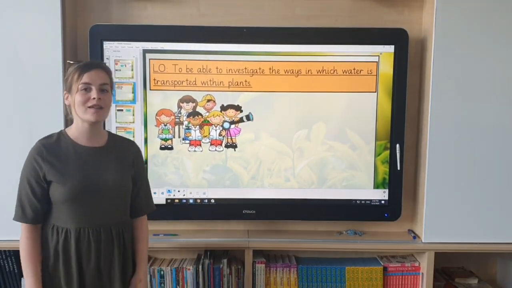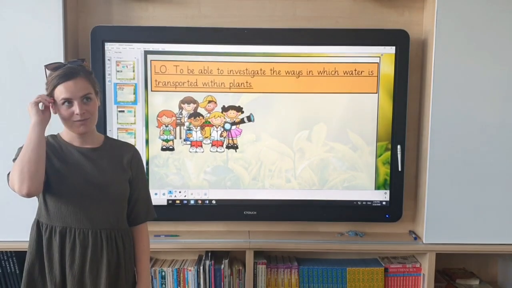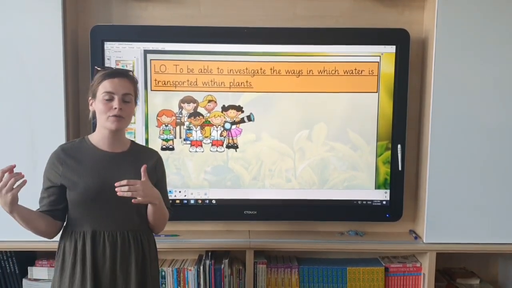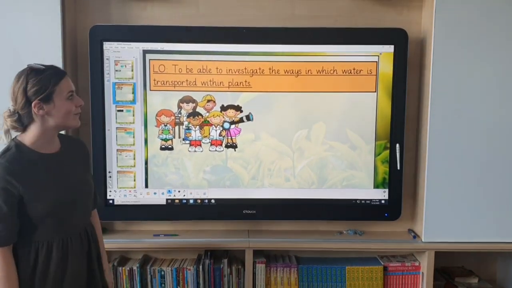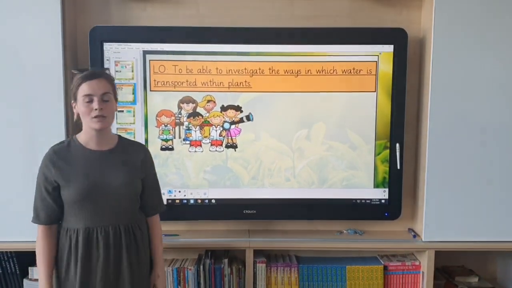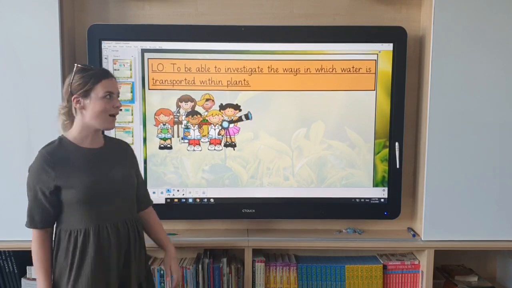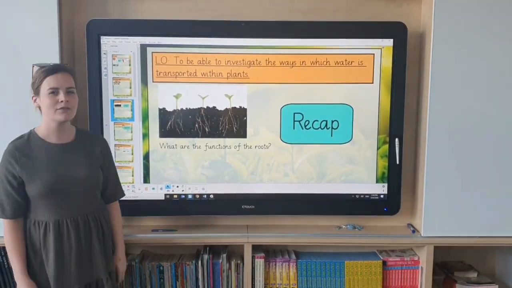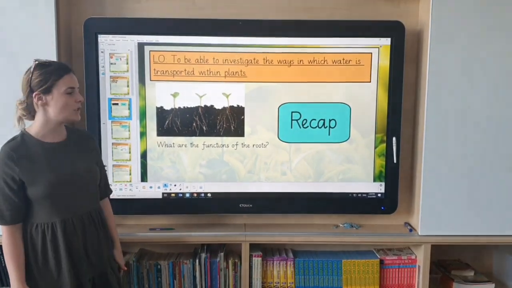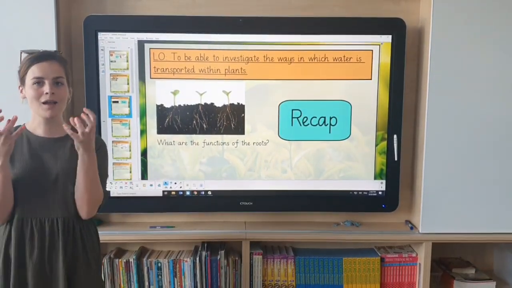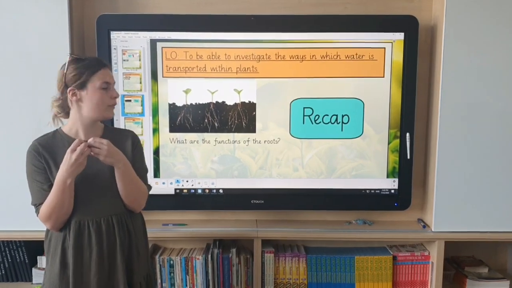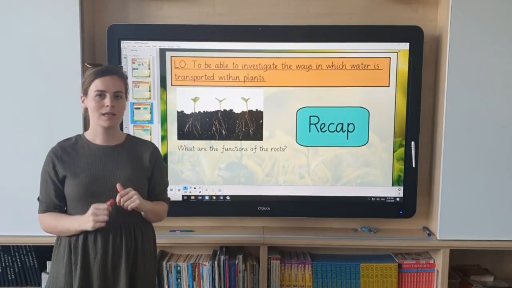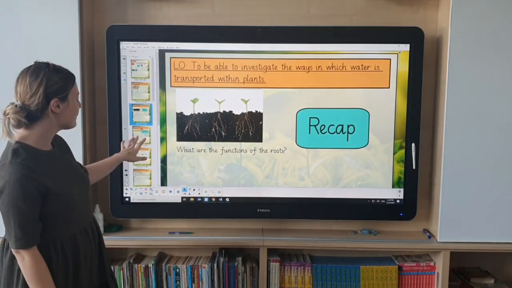Fantastic. Hopefully you have put down lots of different pieces of information that you've picked up over the past 3 or 4 weeks. And today we are going to investigate the ways in which water is transported within plants. So, our quick recap. What are the functions of the roots? They suck up all of the nutrients and water from the soil and transport it into the stem so that it can be transported through the plant.